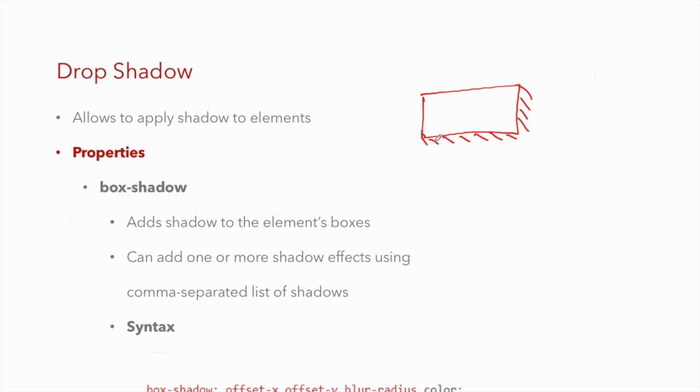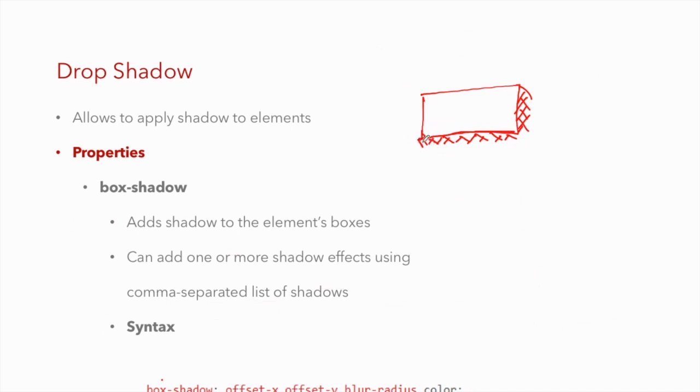And you can add multiple shadows. It's not necessary that only one colored shadow will be added. You can add multiple shadows, and you can keep the values comma separated. So this is the syntax. Box shadow is the property name, and this is the value. I'm setting offset x and offset y, which is basically the offset value from the box.